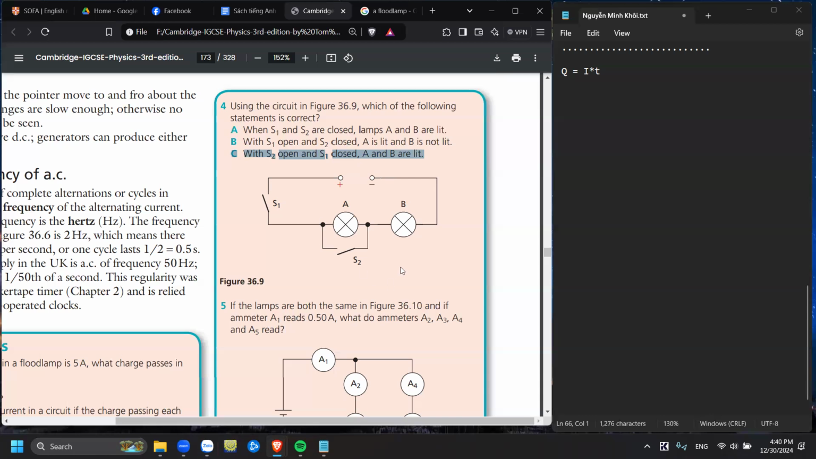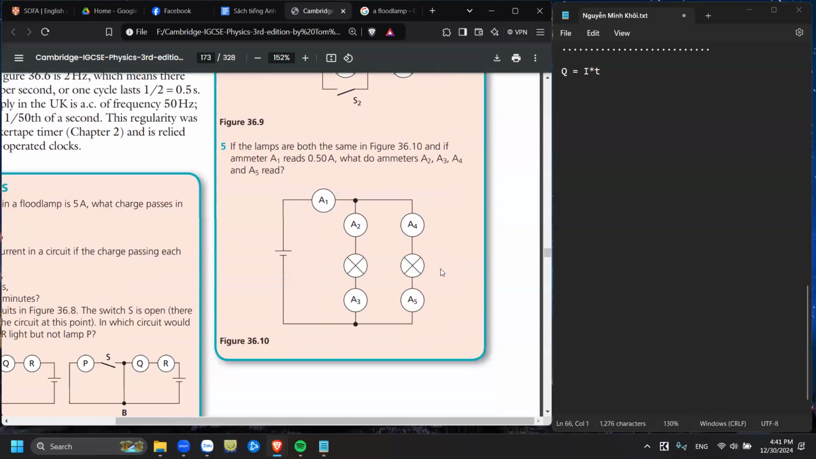With S2 open, S1 closed, S2 open, closed. S2 is not really needed, right? Exactly. It doesn't matter if S2 is open or closed. So A and B will light up anyway, right? So answer A, correct. C, correct. B, not correct. Do you understand it right now? Yes or no? All right, great.